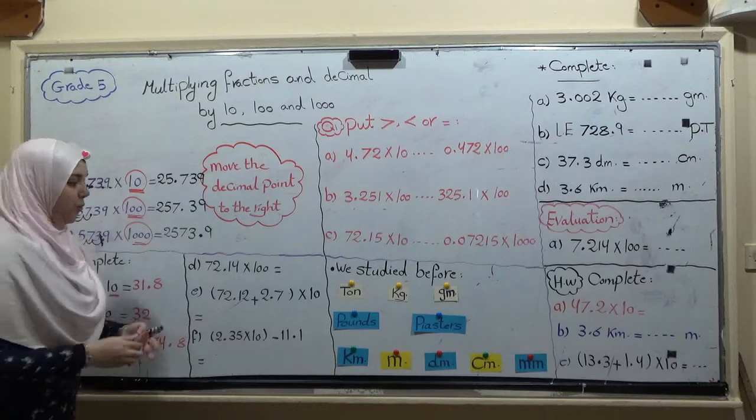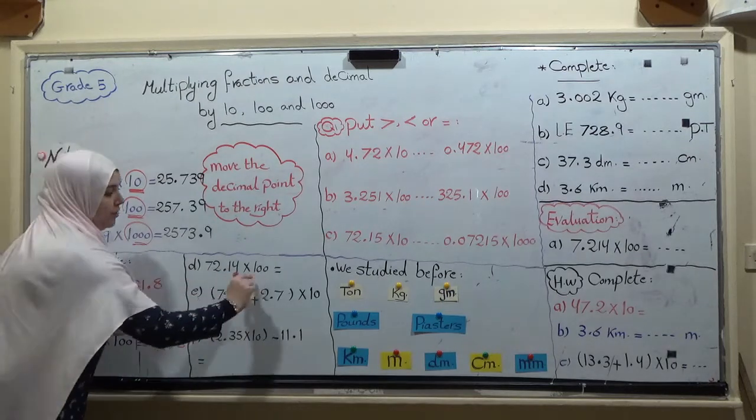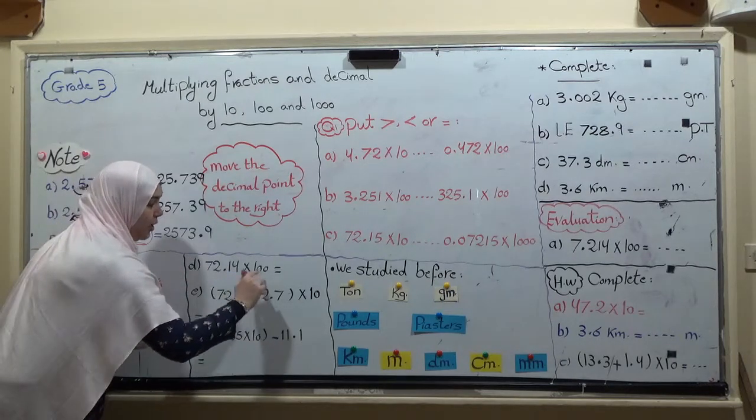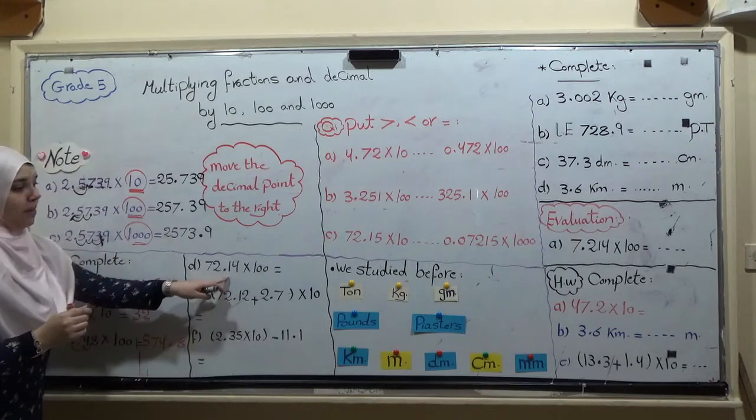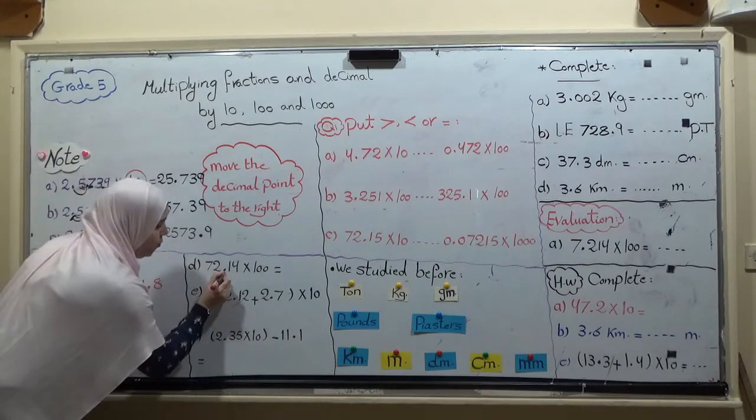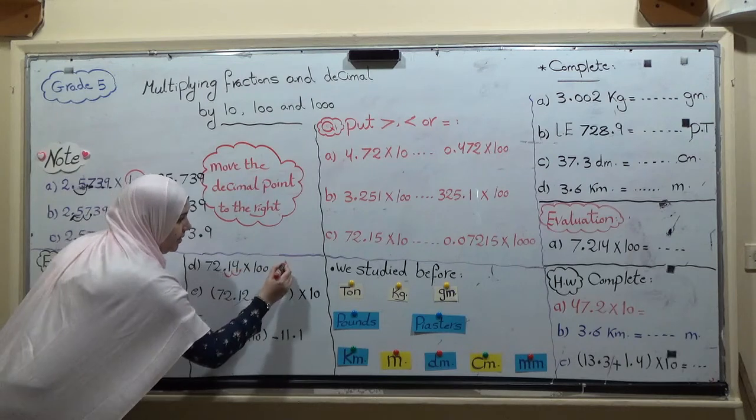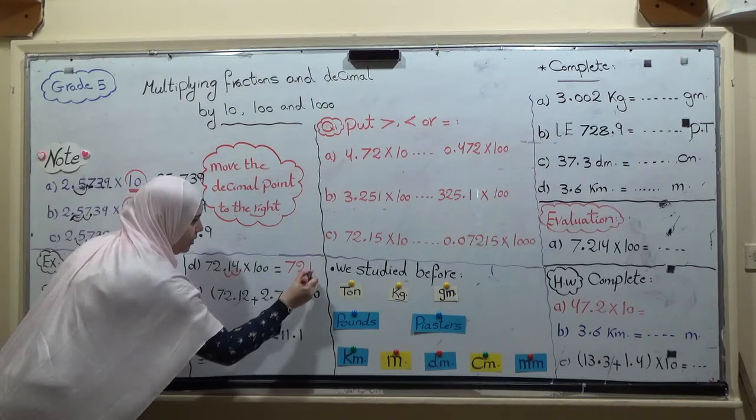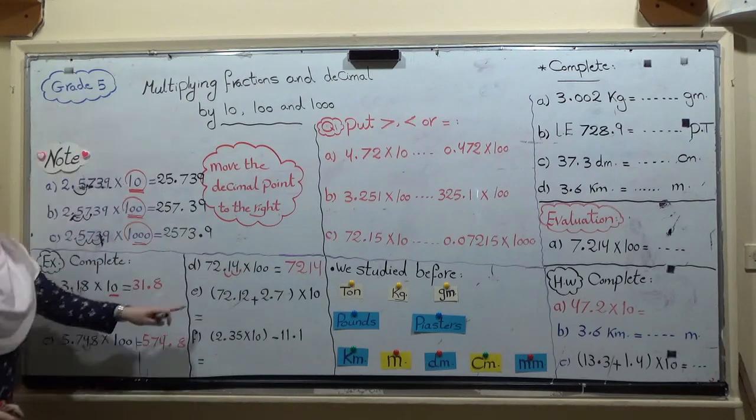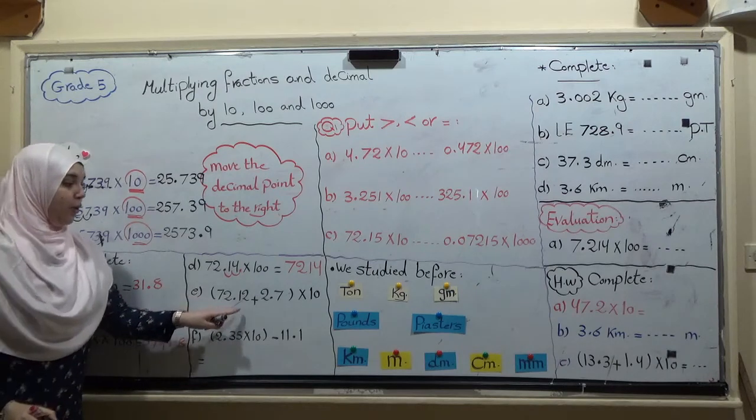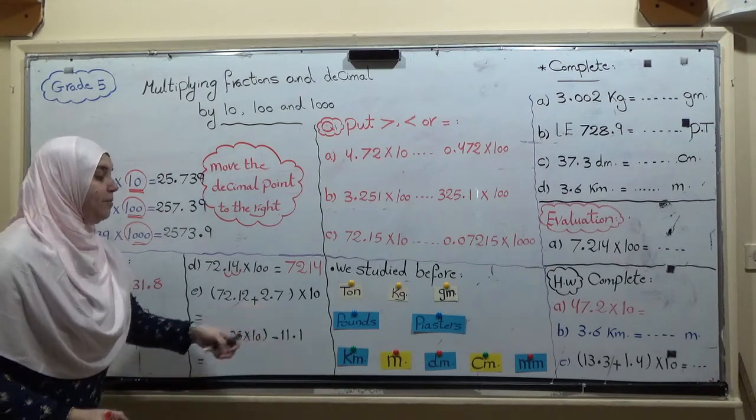72.14 multiplied by 100. Move the decimal point. When I have the decimal number multiplied by 100, move the decimal point 2 digits to the right. 1, 2, 7,214.